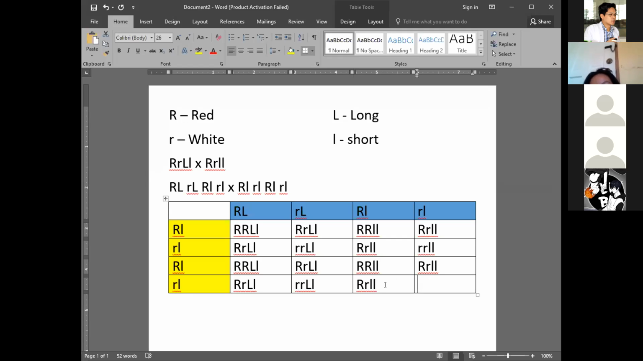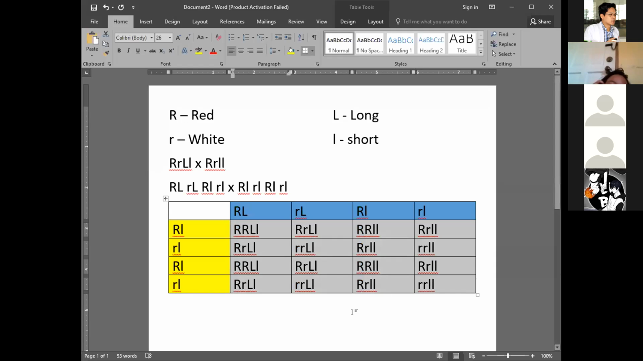The last one? What would be our answer for the last one? Small letter r, small letter r, and two small letter l's. Short. Okay. So this is now your set of genes.